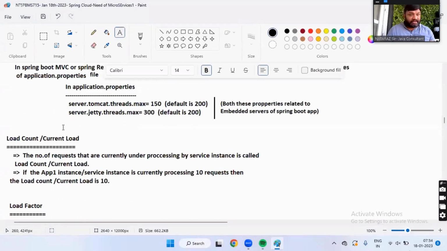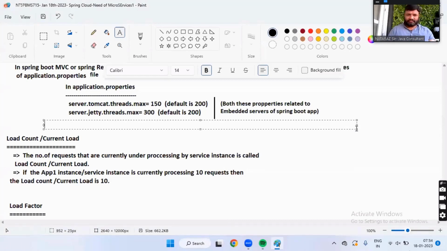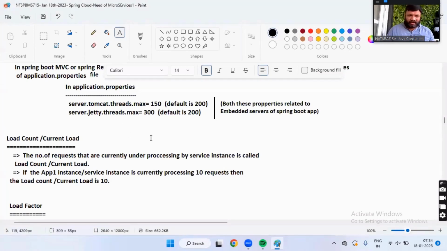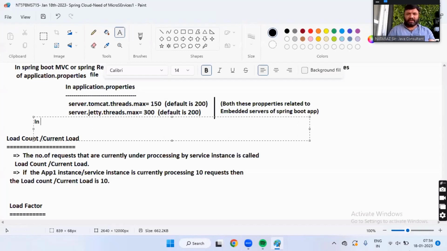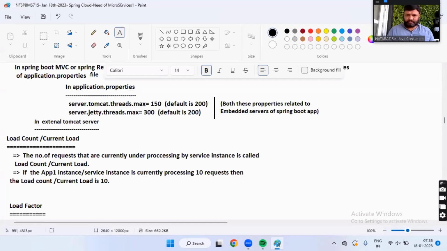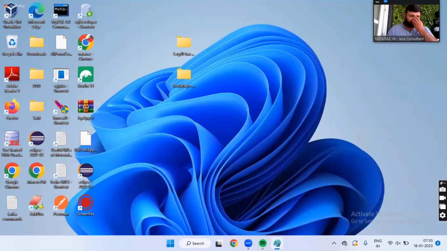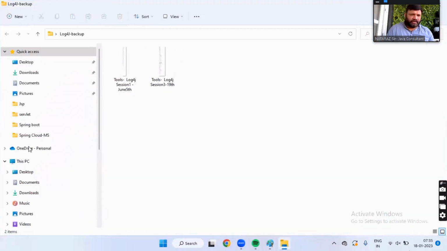Sir, this is for an embedded server. What about external Tomcat? We should have an idea about external Tomcat, no? In an external Tomcat server, how do we specify this?